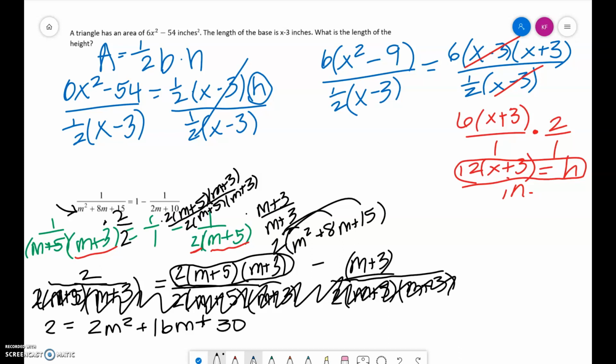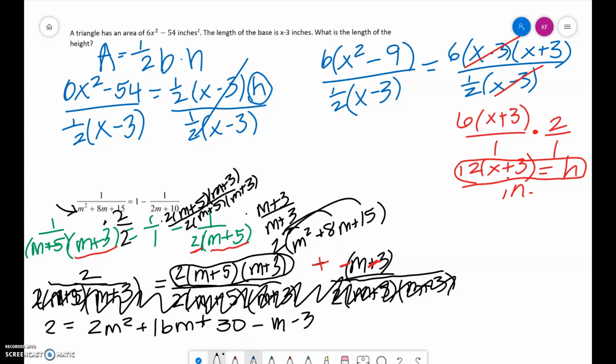And then my negative sign distributes. I'm like adding the opposite of both of these signs because I was subtracting the binomial. So I'm going to get a negative m and a negative 3 from that last numerator. So now I'm going to combine my like terms, set it equal to 0, and solve.